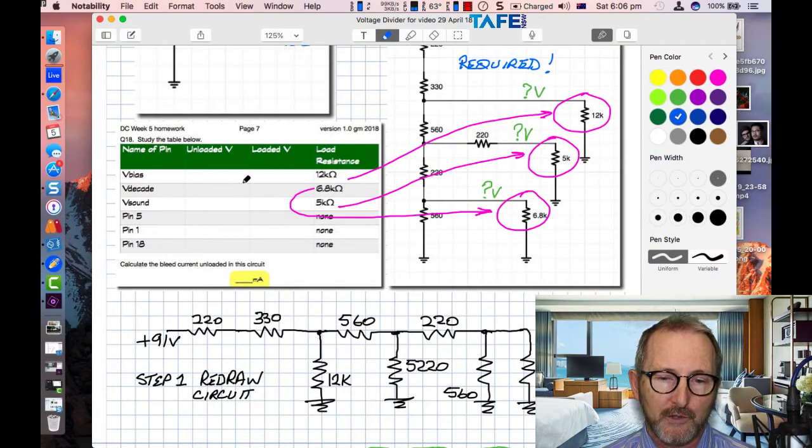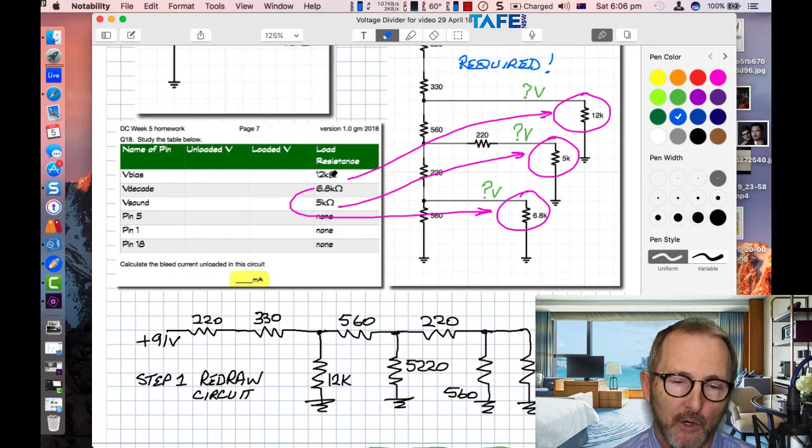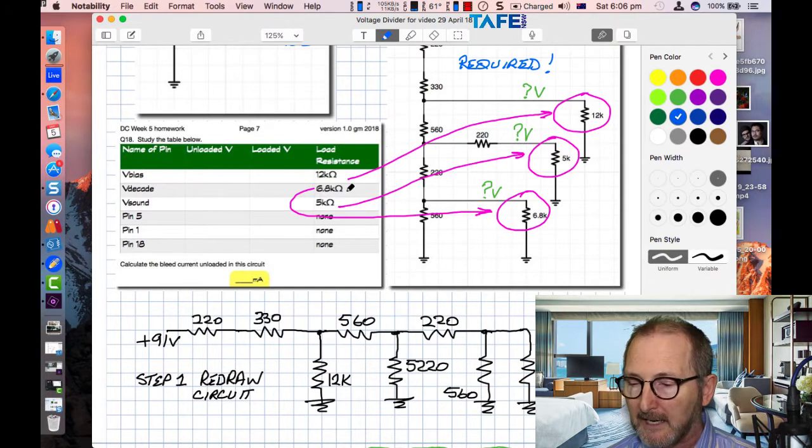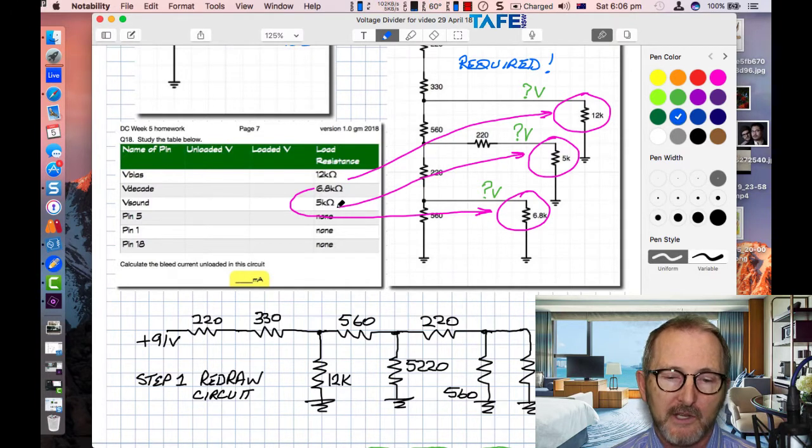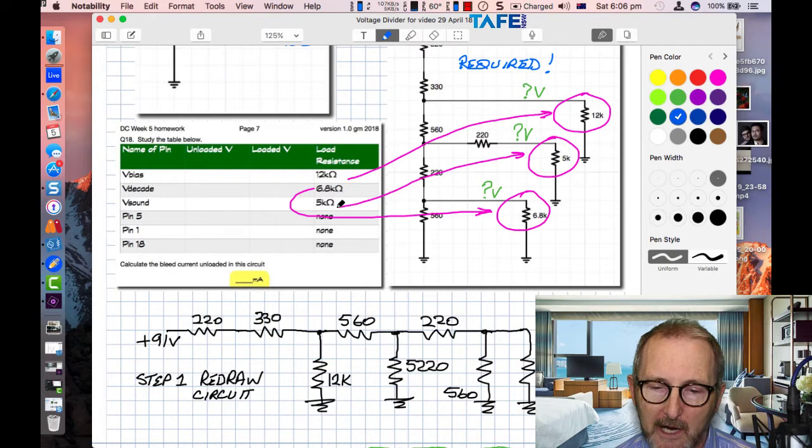In the notes, we were told what the loaded resistance values were. Off the bias, it was 12 k ohms going to ground. Off the decade, it was 6.8 k going to ground. And off V sound, it was 5 k ohms going to ground.